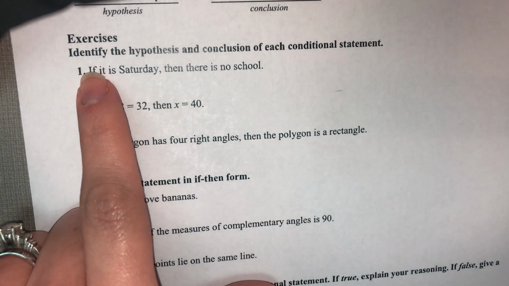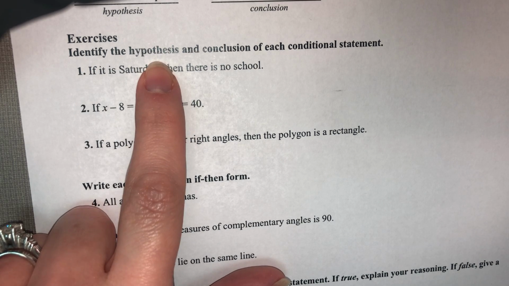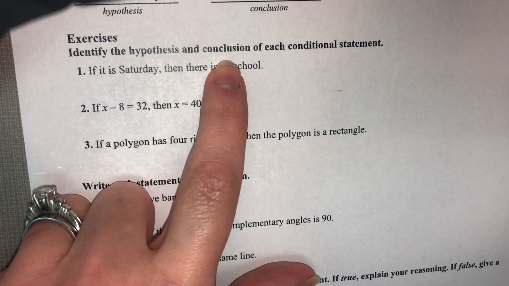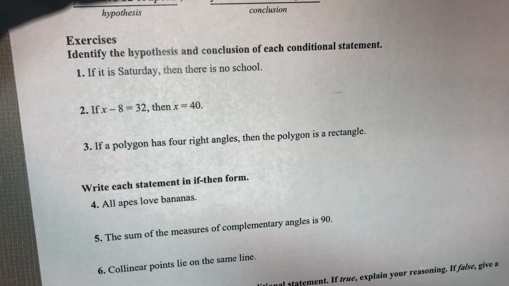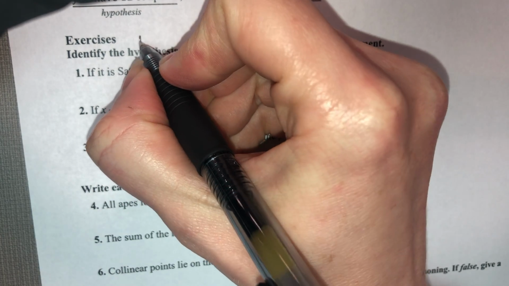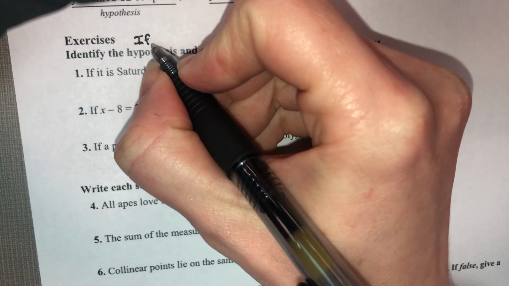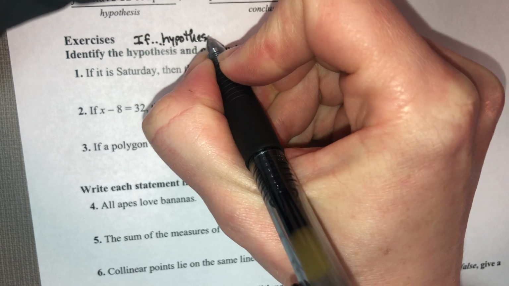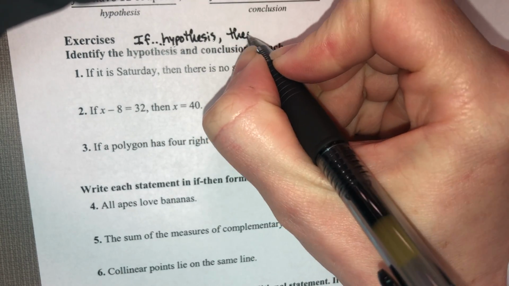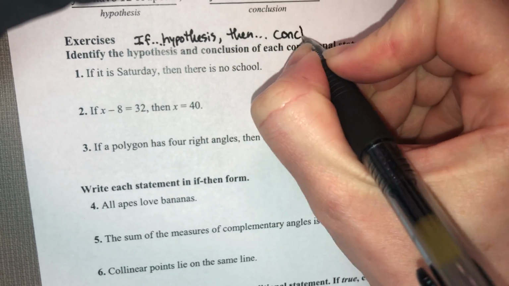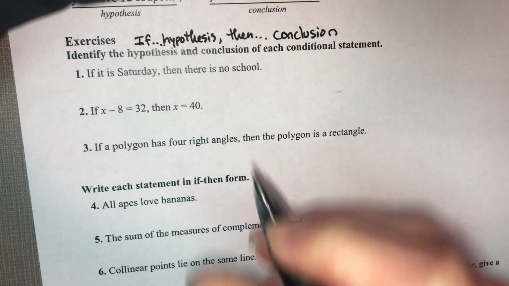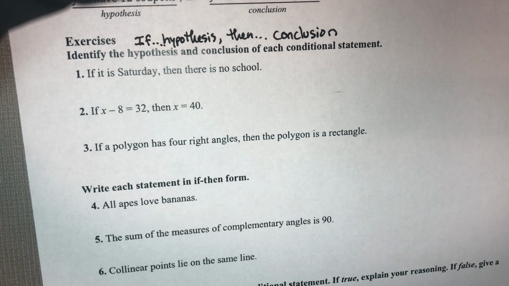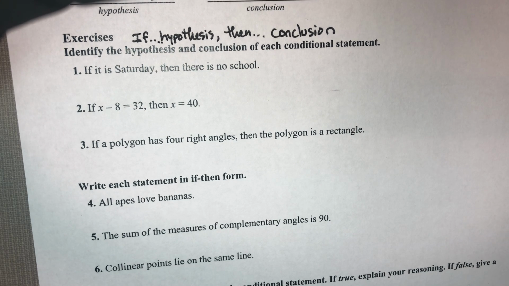The first set of directions says, identify the hypothesis and the conclusion of each conditional statement. So remember, the hypothesis is the part that follows the word if. So it's if the hypothesis, then the conclusion. So technically, the hypothesis doesn't include the word if, it's the part following the word if, and the conclusion doesn't include the word then, it's the part following the word then.